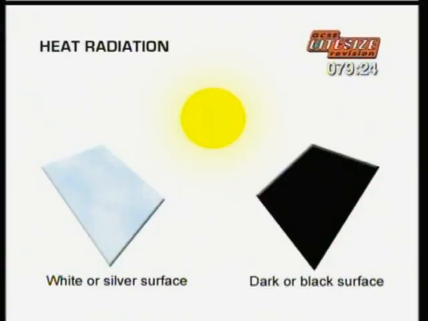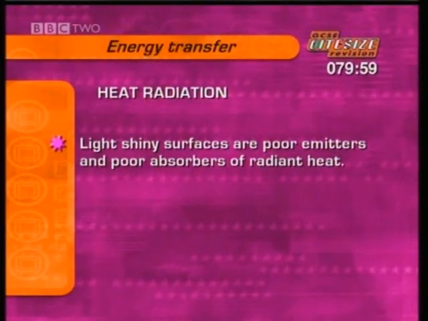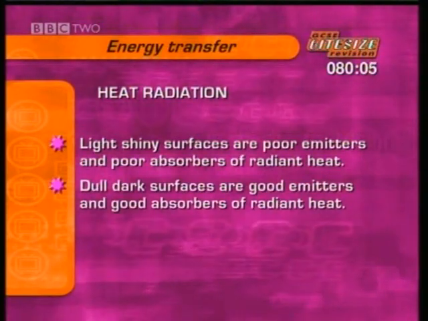The amount of radiation emitted or absorbed by an object also depends on its surface. Silvery and white surfaces are good at reflecting radiation, poor at absorbing it, and poor at giving it off. Dull, dark or black surfaces are not good at reflecting radiation and are good at absorbing it. They're also better at emitting radiation. Buildings in hot countries are painted white, so they reflect heat radiation from the sun and keep cool. We also wear white clothes in the summer. So, light, shiny surfaces are poor emitters and poor absorbers of radiant heat, and dull, dark surfaces are good emitters and good absorbers of radiant heat.